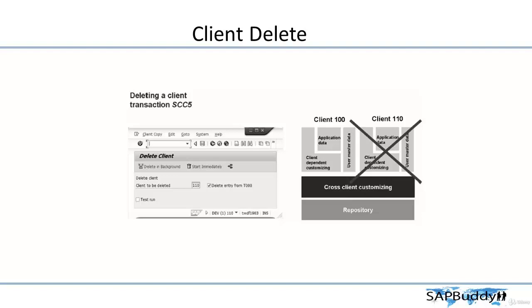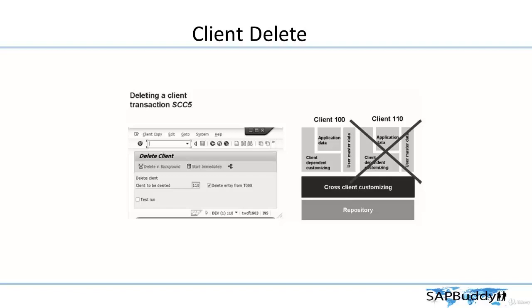Again, this is also like client copy. You can also execute it in background. It's highly recommended to execute it in background. When you delete the client entry from table T000, the transaction SCC4, you can tick this button, delete the entry from client 000. That means it will delete the entry we created in the transaction code SCC4. Then this particular client will not be available in SCC4 anymore.